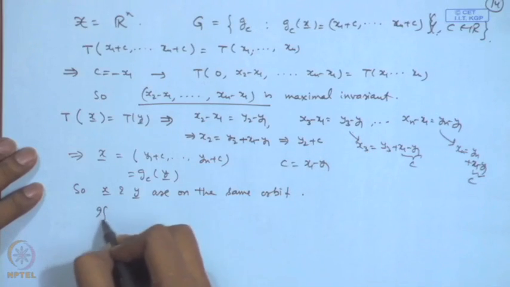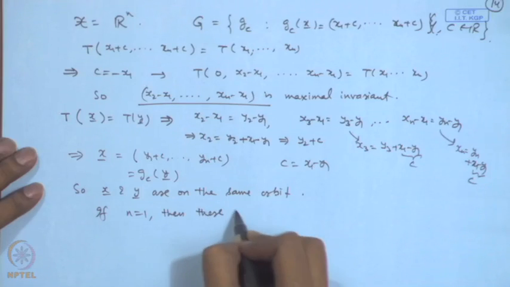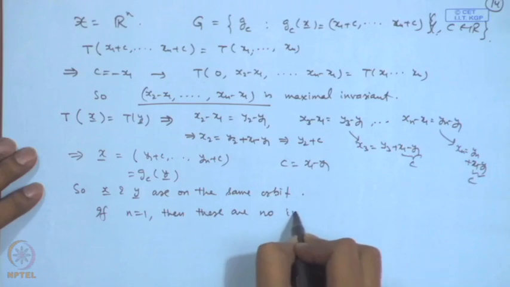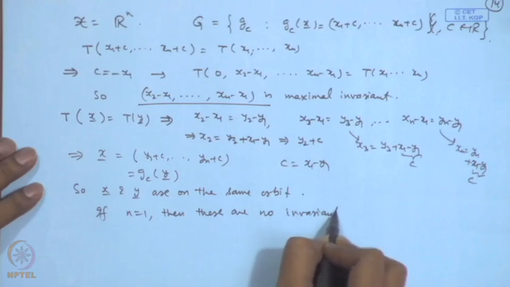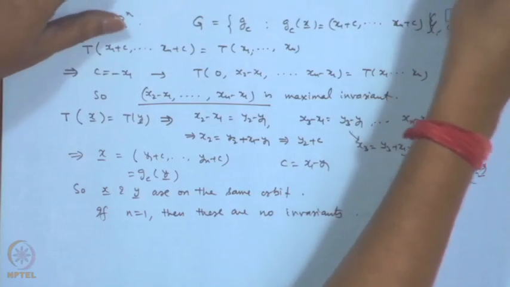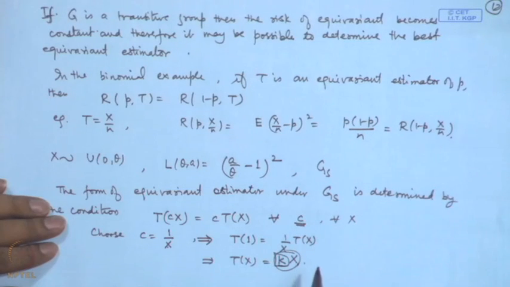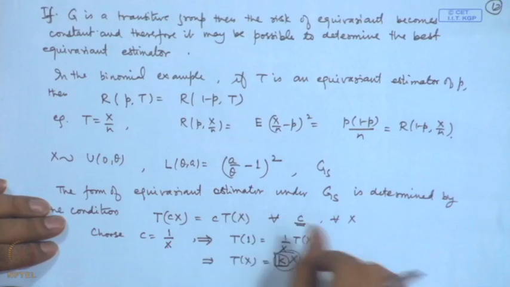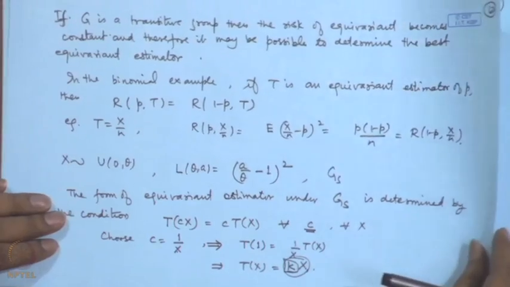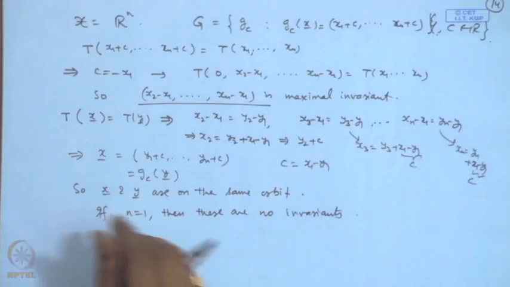If I take n is equal to 1, then there are no invariants. The one which I derived just now in the previous case, when I took k x here, there is no invariant here, whereas if I had taken n observations here, I would have got x 2 by x 1, x 3 by x 1, etcetera. I will explain it in the following lecture.